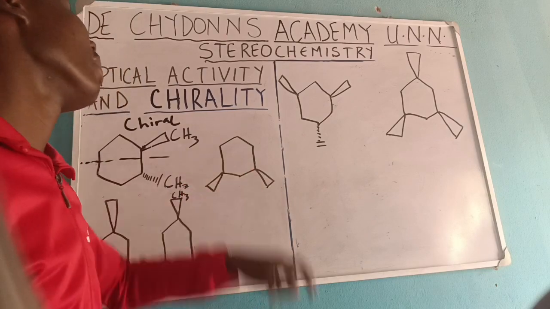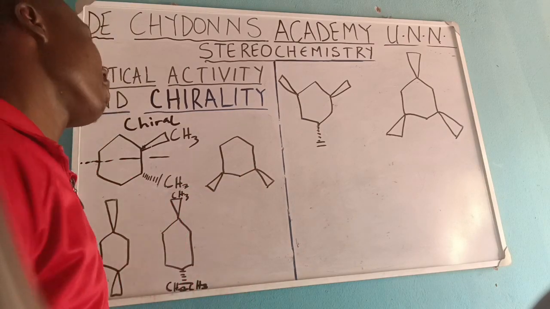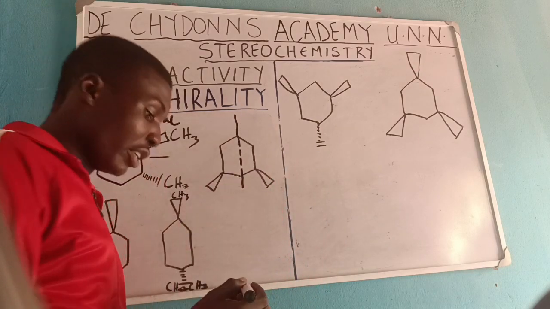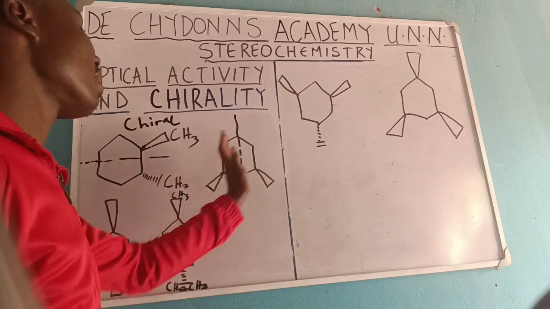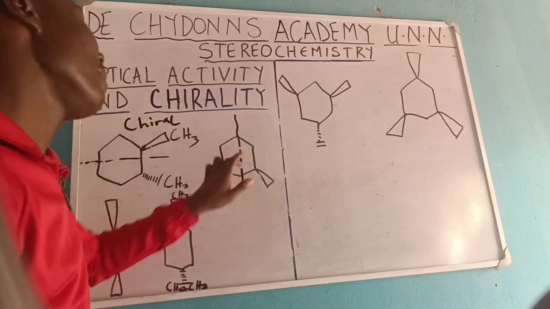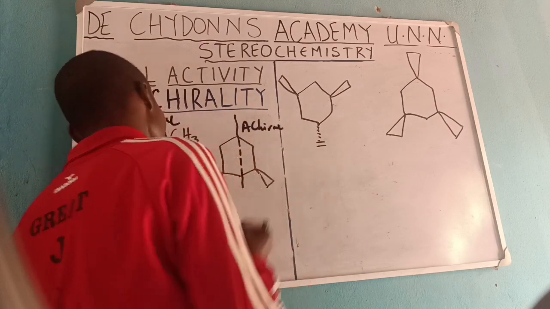So let's look at the second one. Now, does it have a plane of symmetry? Yes, it does have a plane of symmetry, and the plane of symmetry we have here is this plane of symmetry, because this side is a mirror image of this particular side. So this is a plane of symmetry, and by implication, this compound is achiral.